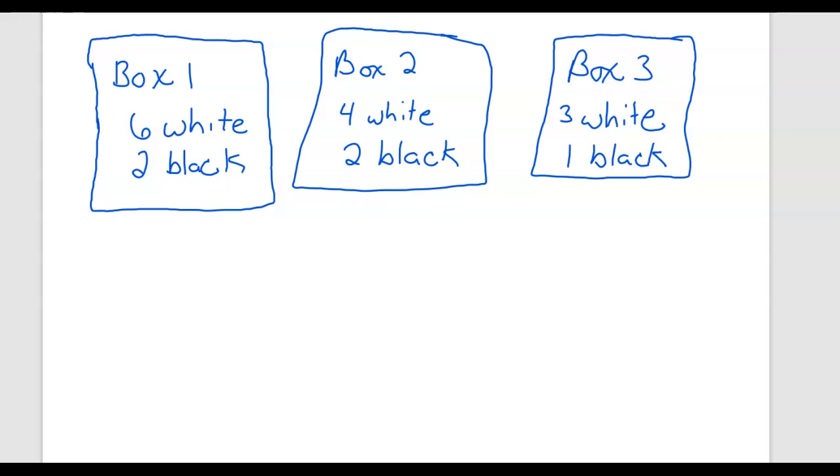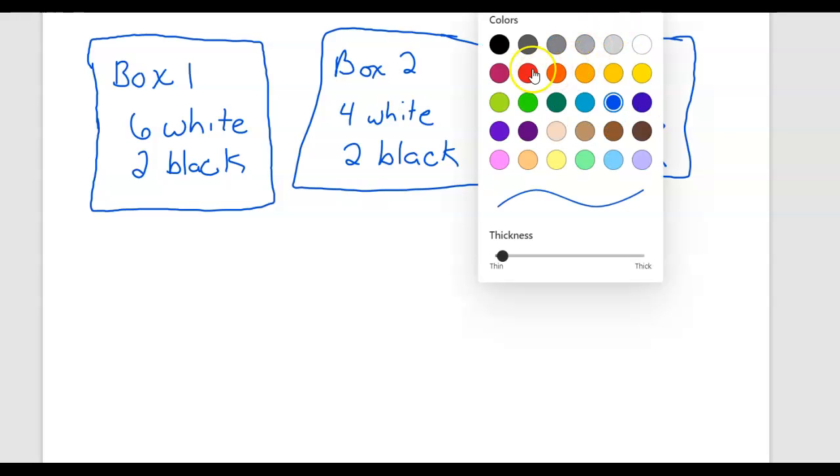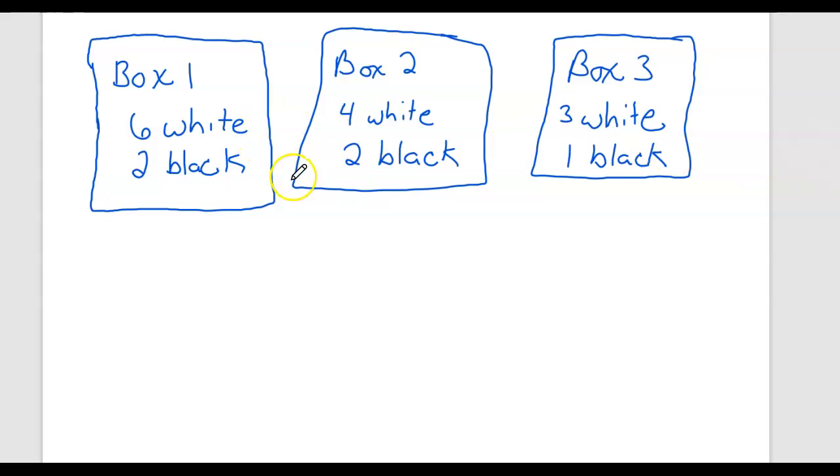So we're starting with these 3 boxes, and each box has black and white balls. We want to draw one ball from this box, and we're going to put that ball into the second box. So this box is starting out with a total of 8 balls. This box is starting out with 6 balls, and this box is starting out with 4 balls.